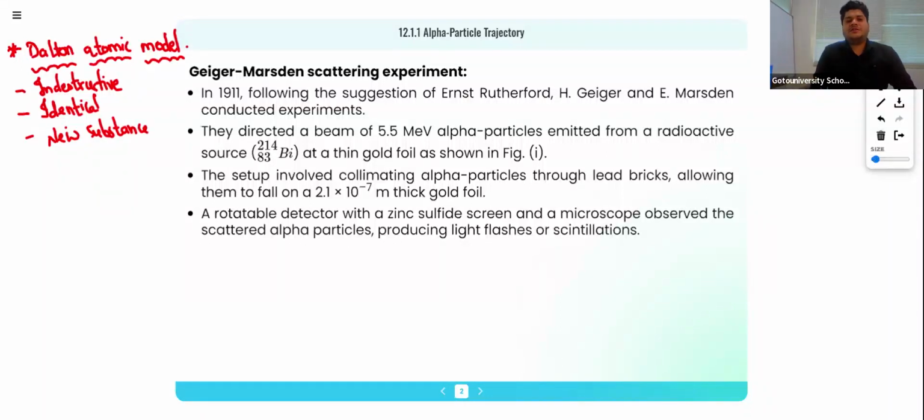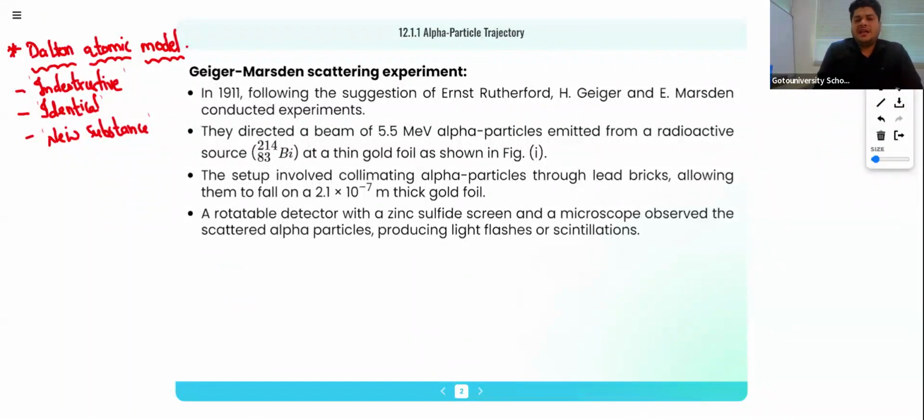What is the meaning of this? First, it is indestructible. Second, identical. Third, new substance. What is the meaning of indestructible? See, let us consider the example of chalk. That white chalk we used to write on the blackboard. Yes, if for the white chalk we take the last element, that will act as an atom. We can't further divide it. So according to Dalton, atom was non-destructive.